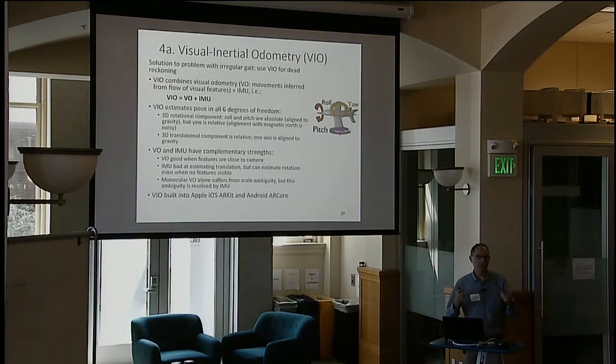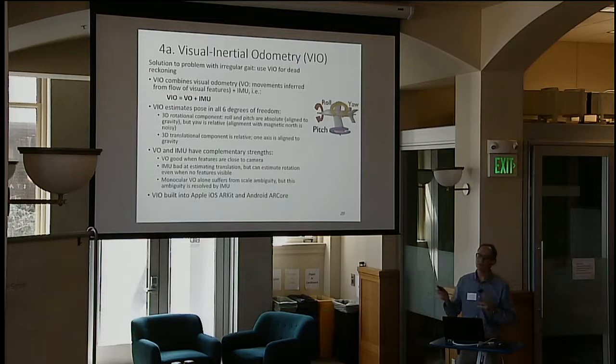And so you have the rotational components, roll, yaw, pitch. And thanks to gravity, roll and pitch are anchored relative to gravity. Yaw is relative. And again, there's this age-old problem that you're not going to really trust a magnetometer to tell you which way is north. But once you've established a yaw, the changes in yaw over time have very little drift. It's quite accurate. And of course, a 3D translational component as well. And you know that one axis is aligned to gravity.